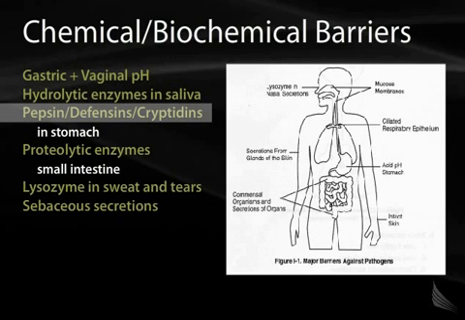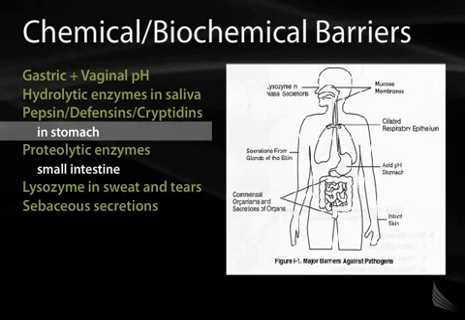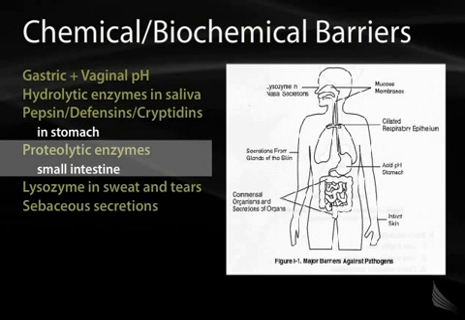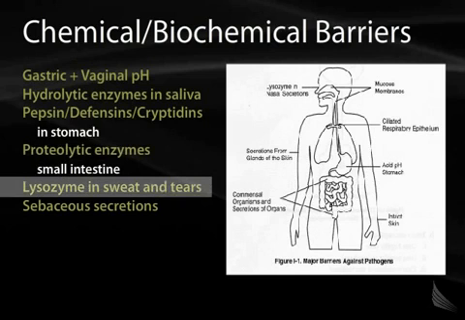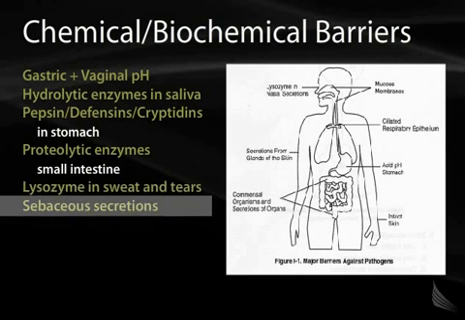Pepsin, defensins, cryptdins, other types of enzymatic proteins that are found in the stomach. Proteolytic enzymes in the small intestine that can break down proteins, can break down DNA, can break down sugars. Those types of things also serve as chemical and biochemical barriers other than being purely digestive. Lysozyme we find in sweat and tears, which is another hydrolytic type of enzyme. And then the sebaceous secretions that we find in the skin that can prevent the bacteria or pathogens from establishing residence, so to speak, on your skin. So all good examples of chemical, biochemical barriers.